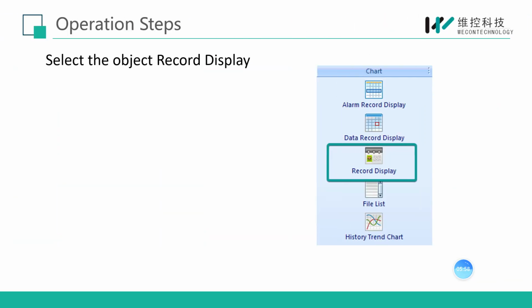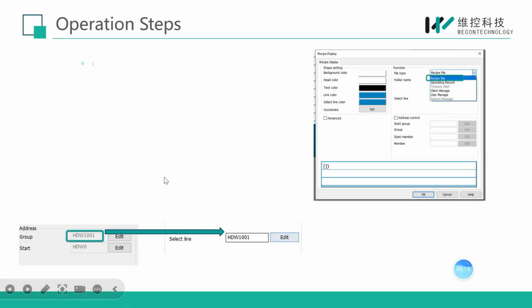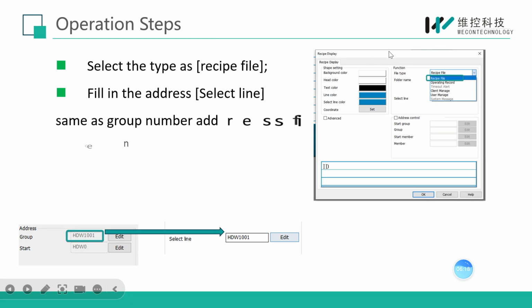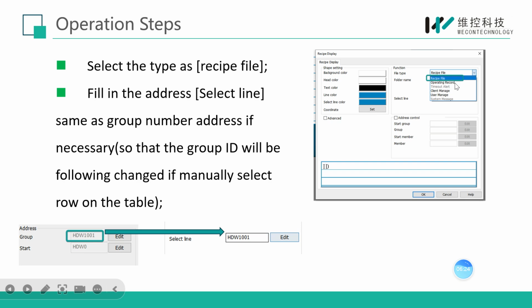Next, because we have done the configuration of the recipe, we can go to the HMI screen to drag and edit this record display into the screen. Because this display is not only relative to the recipe, we need to select the first option on the drop down list.